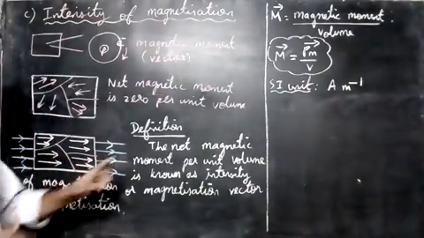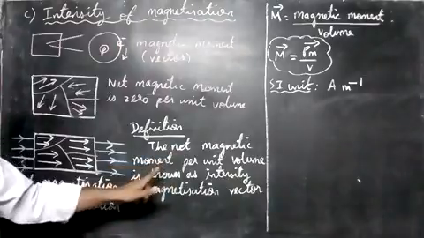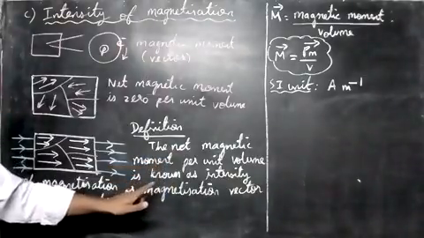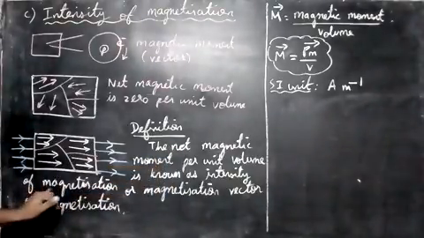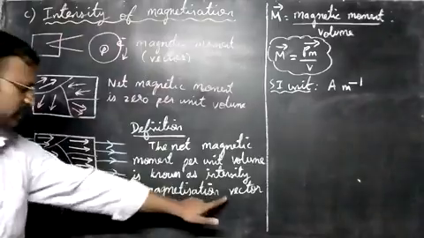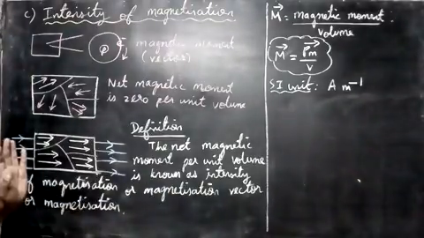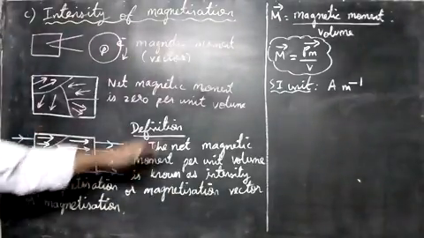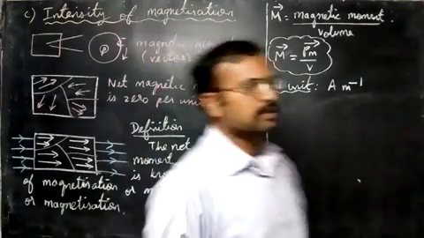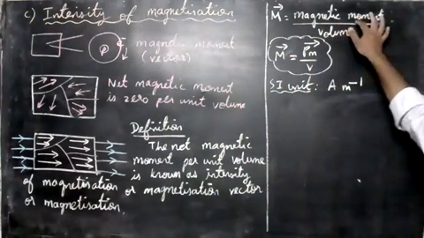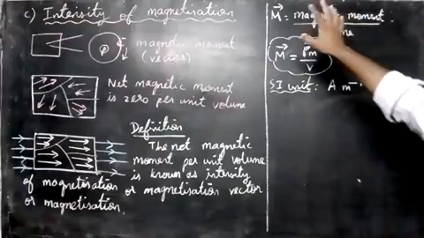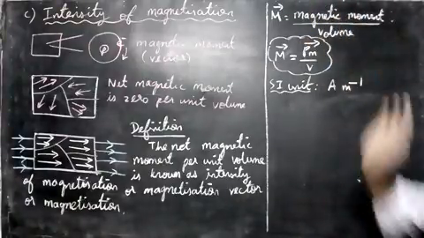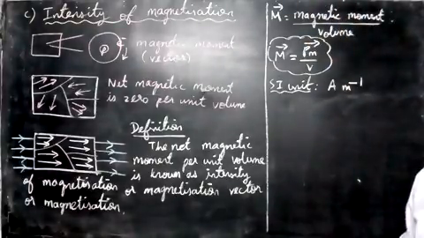So let's see the definition now. The net magnetic moment per unit volume is known as the intensity of magnetization, or magnetization vector, or magnetization. I've written the definition here, or this formula here. So net magnetic moment by volume is called magnetization, or intensity of magnetization, or magnetization vector. Different ways they can say.